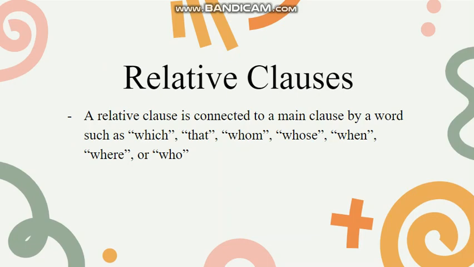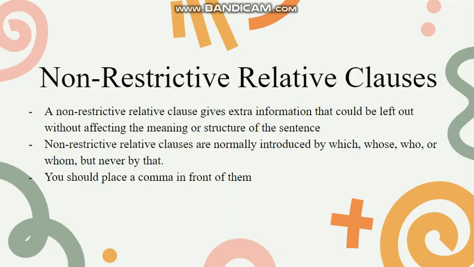Now, the last type of clause would be the non-restrictive relative clause. A non-restrictive relative clause gives extra information that could be left out without affecting the meaning or structure of the sentence. They are normally introduced by which, whose, who, or whom, but never by that. And you should always place a comma in front of them.